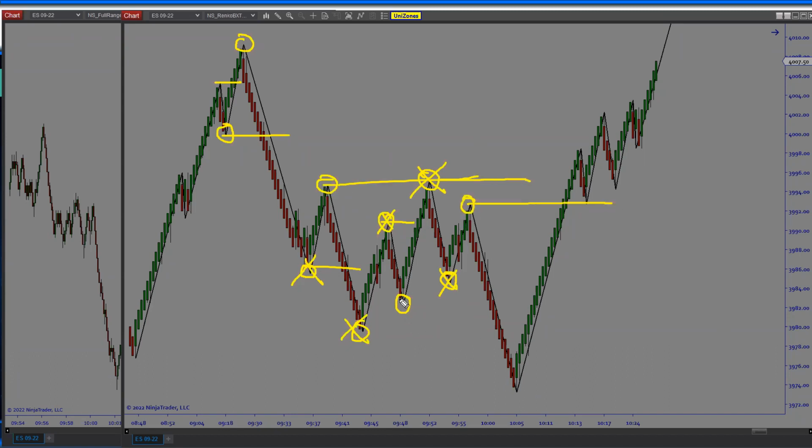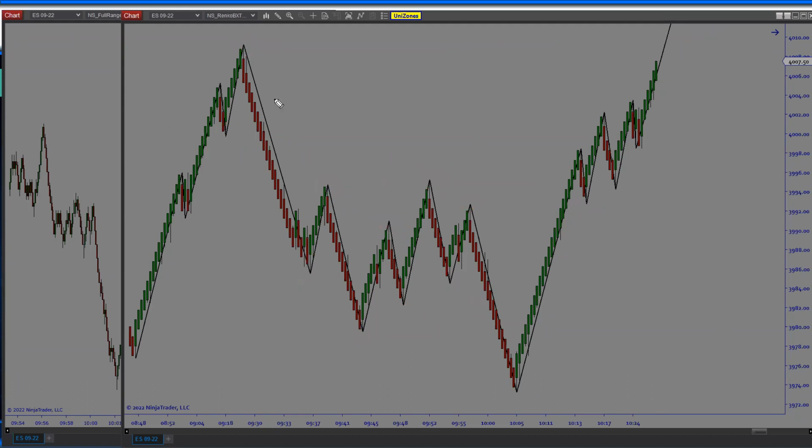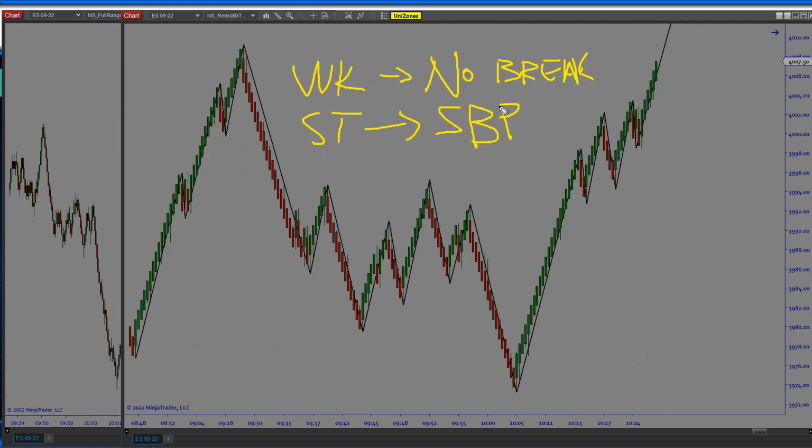Any area that is going to go on to break structure is going to give us a higher probability of providing support and resistance. So when we talk about weak versus strong, the weak does not break structure. No break of structure. That would be considered weak support or resistance. The strong support or resistance would be what I would abbreviate as a structure breaking pivot. Structure breaking pivot is going to give us strong support or resistance.